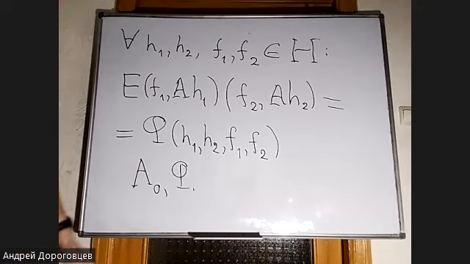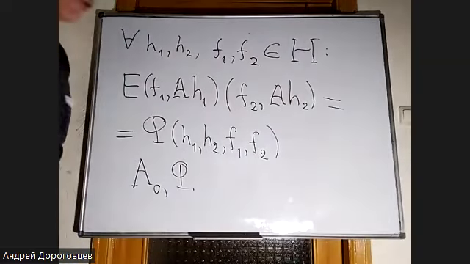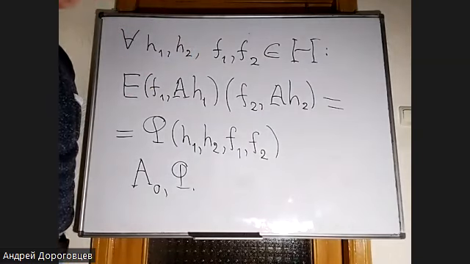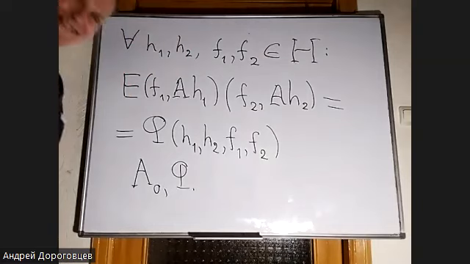Sorry, I have a question. If my A is uniquely defined by A0 and big phi, does it mean that for Gaussian random operators there is only one modification, a measurable modification or something like that? No, it doesn't mean that at all. It just means that the distribution is uniquely defined, but all modifications of the process have the same distributions, unfortunately. Maybe fortunately.